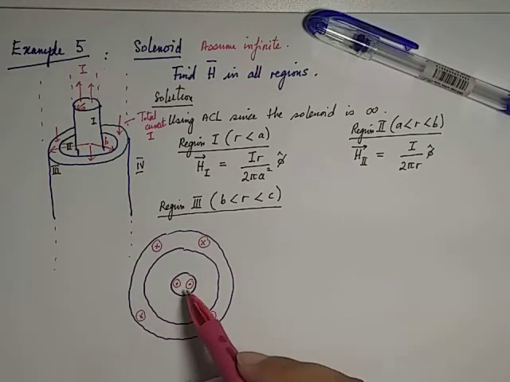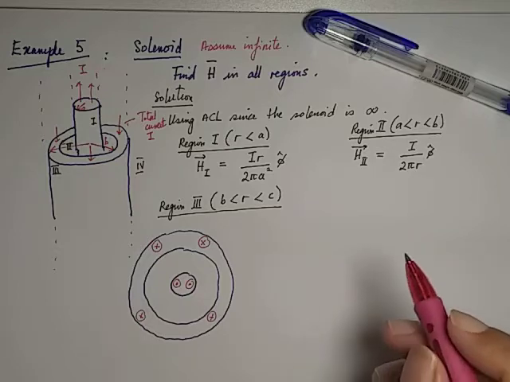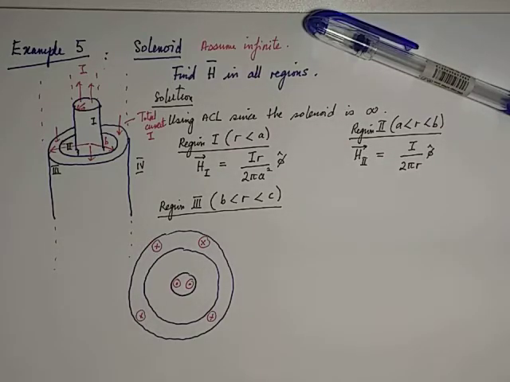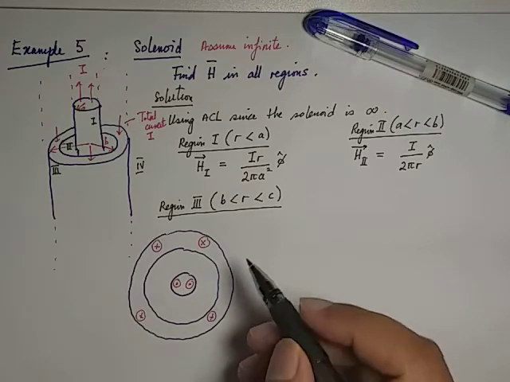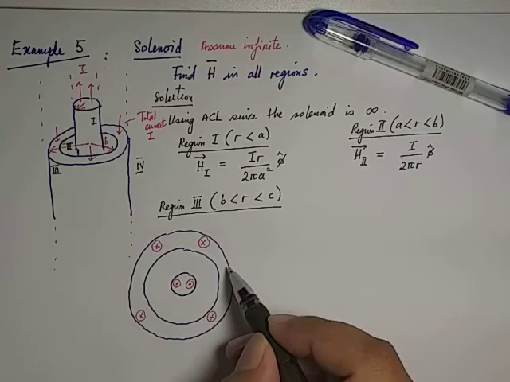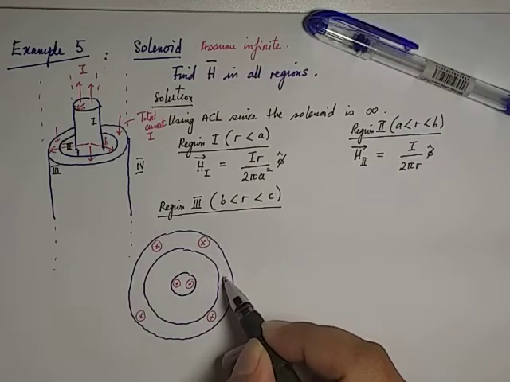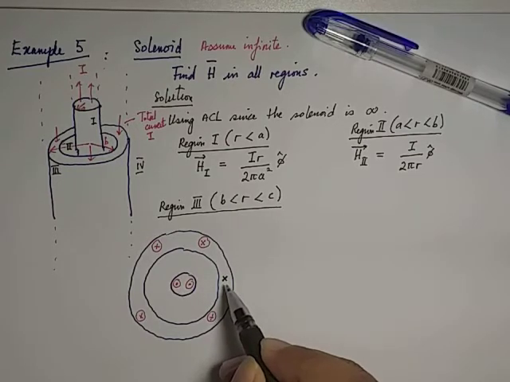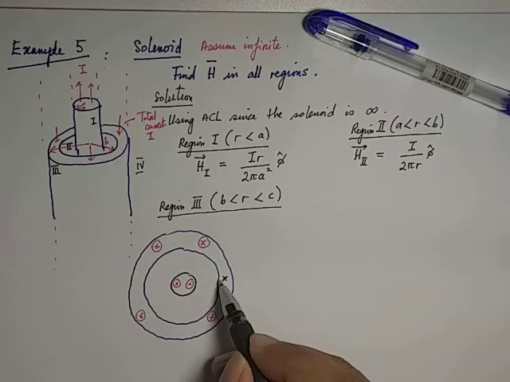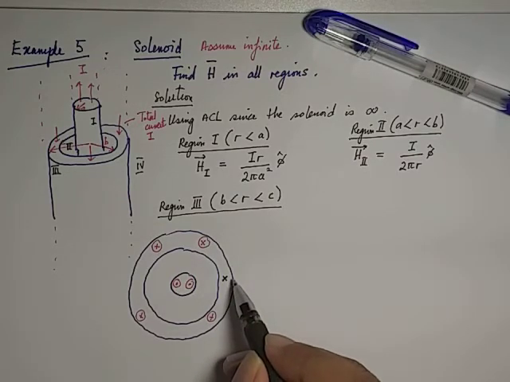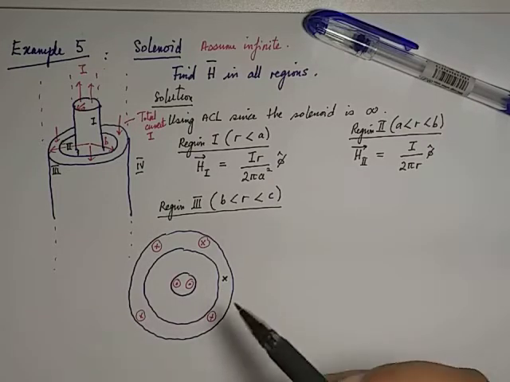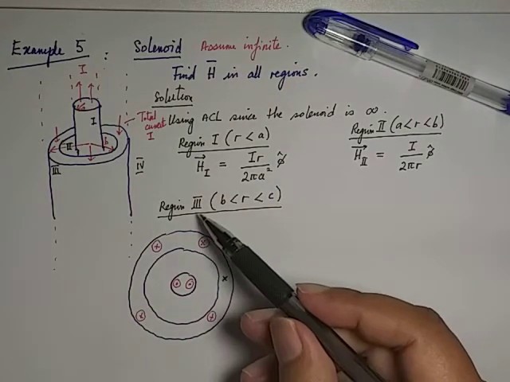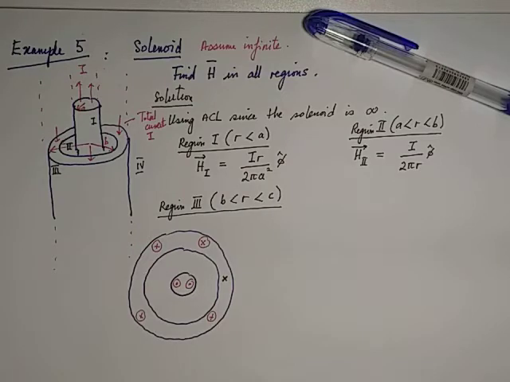So this is radius A, radius B, radius C. Now what we have to do for this particular problem is find the H located in region number 3, between B and C. So I'm going to define that clearly here. This is my point of interest. Why? Because it's located between R equal to B and R equal to C. So that should be our focus for solving this region 3 issue.